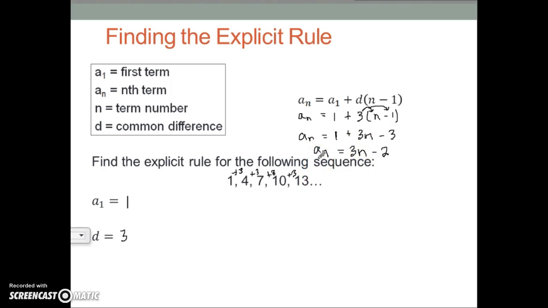And again, like I mentioned before, we can think of this as a function equation. This is the same as if we had it as the function f of n equals 3n minus 2. So now that we've found this explicit rule, let's look and see how we can use this explicit rule to find an unknown value in our sequence.